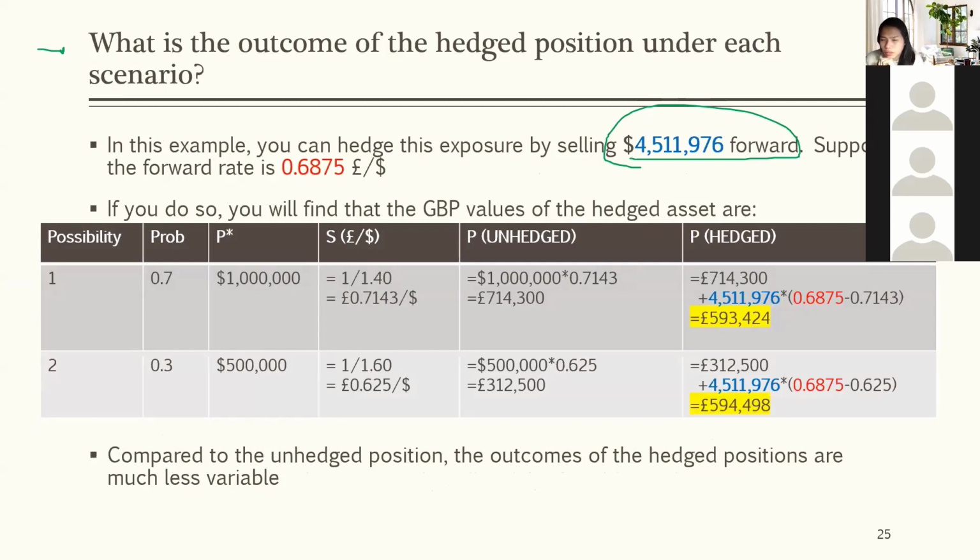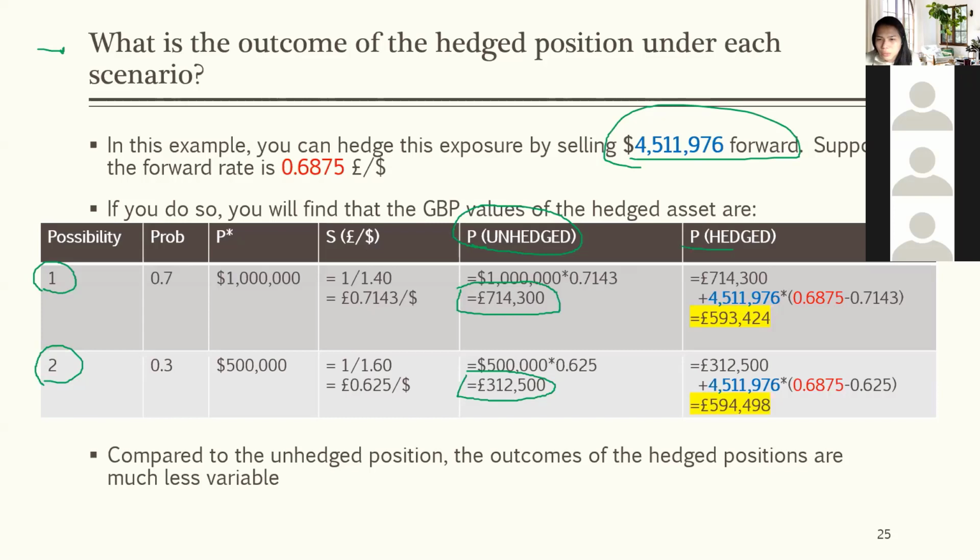What would be the outcomes of the hedge position under each of the scenarios? We know from before that if we don't hedge the position, if we just leave it there by itself, then for the boom scenario, the value of our asset is going to be 700 something thousand pounds. And for the recession scenario, the value of the asset is going to be 300 something thousand pounds.